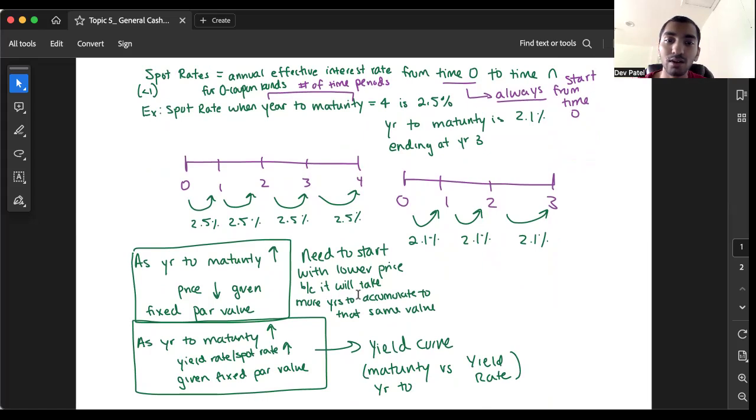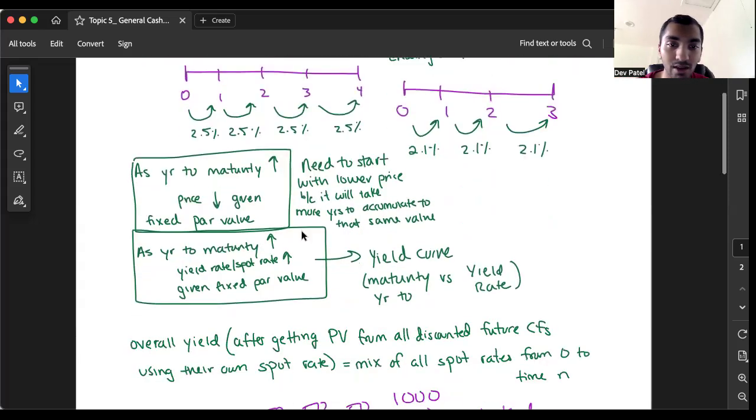If I have more years, then I will naturally start with a lower price, because it's going to take me more years to accumulate to that same value. If I have X at time zero, to get to the same value of, say, 1,000, it's going to take me longer if I have more years to maturity.